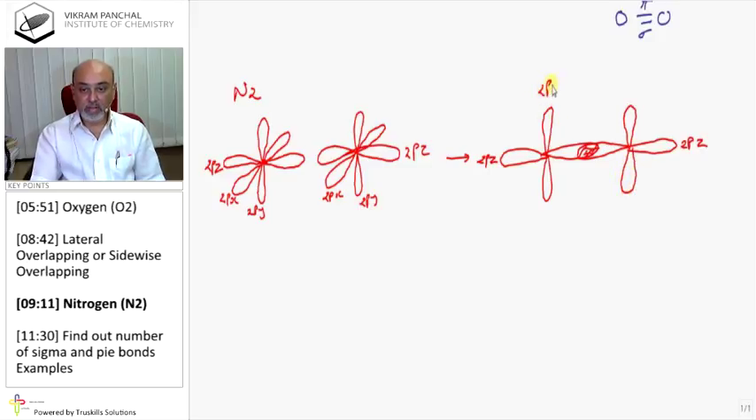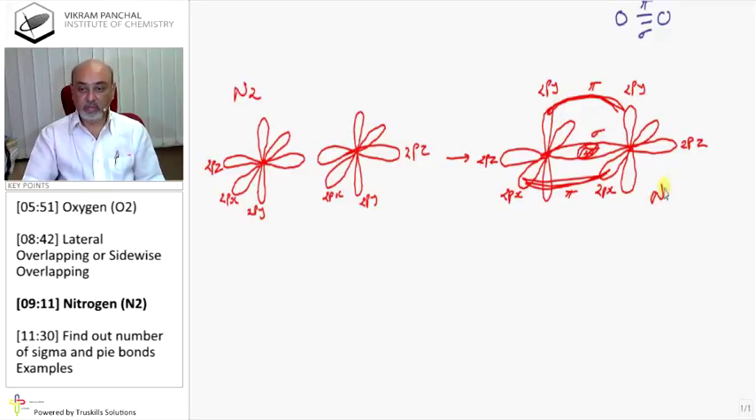And 2py can overlap. Similarly, 2px can overlap. So this is a pi bond. Another pi bond is here. And this is the sigma bond. So nitrogen and nitrogen have a triple bond, in which there is 1 sigma and 2 pi.